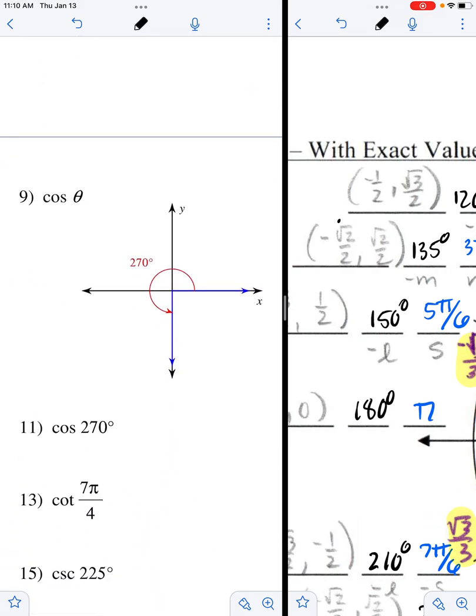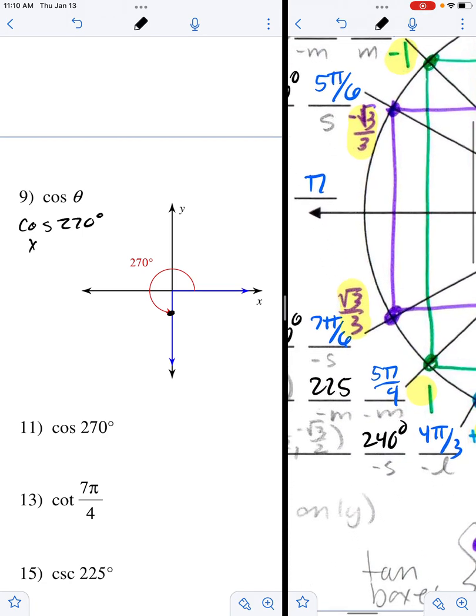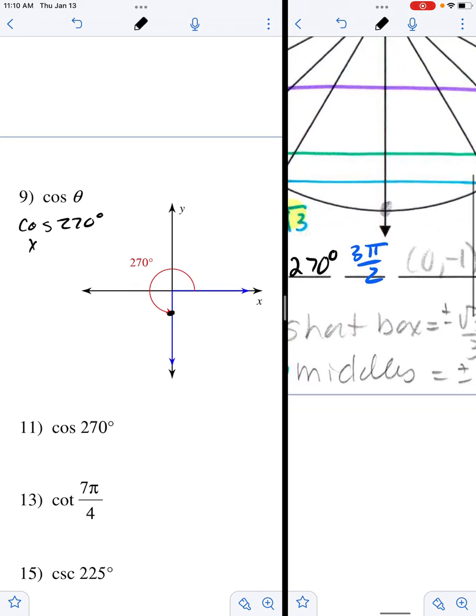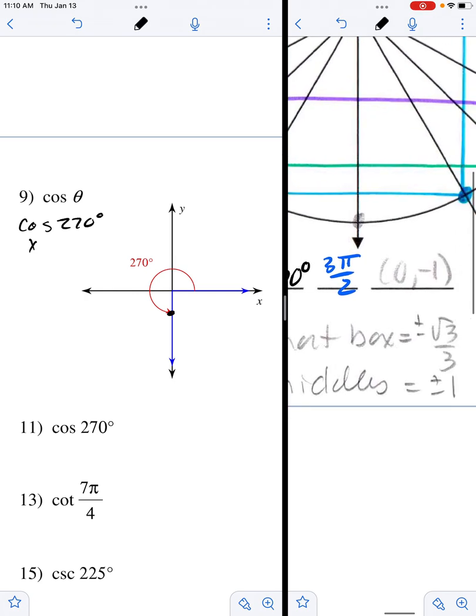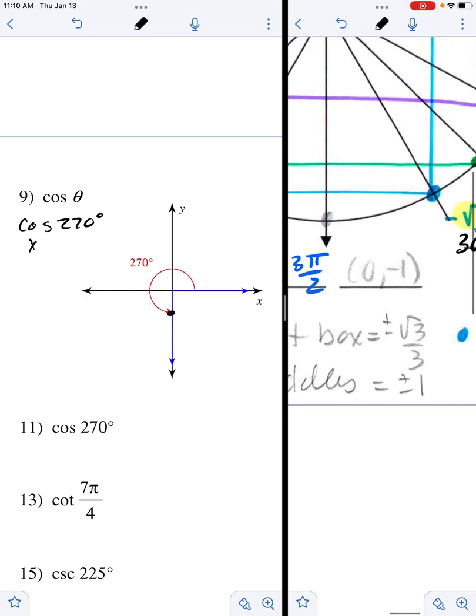All right, 270. This is asking for the cosine at 270. So bottom of the circle. And again, cosine is x. So if I go to the bottom of the circle and I look for 270, which is also 3 pi halves, and I look for the cosine or x value, I see that there is a 0 there as well.